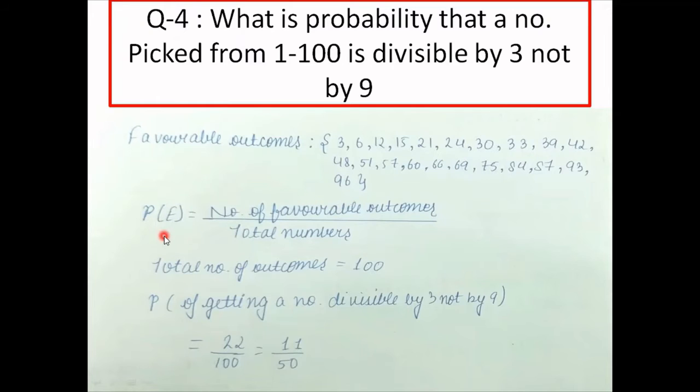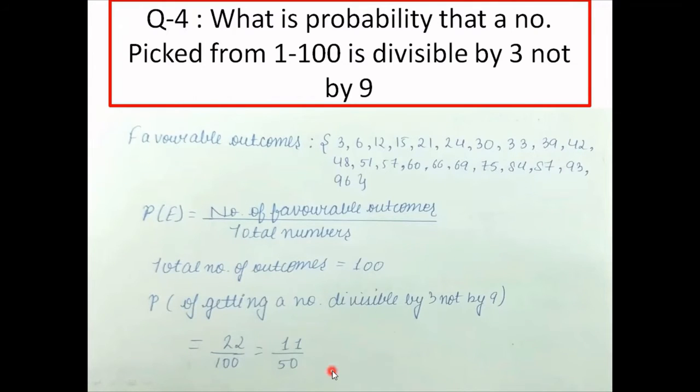So now comes the turn of the formula. The formula is number of favorable outcomes by total number of outcomes. Total number of outcomes, as mentioned in the question, is 100. So the probability of getting a number divisible only by 3 but not by 9 is 22 by 100. These favorable outcomes we will count. These are 22. Okay, so by simplification it will be 11 by 50.